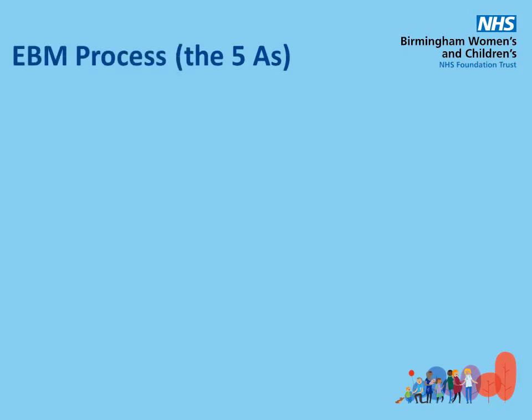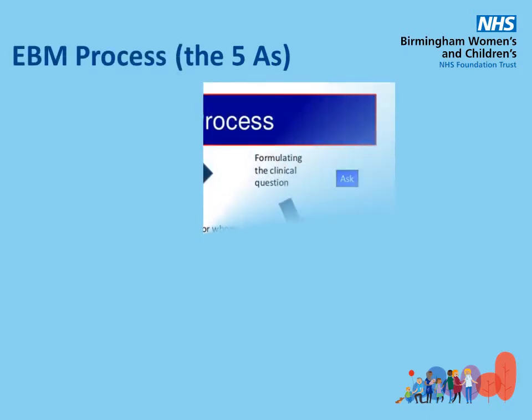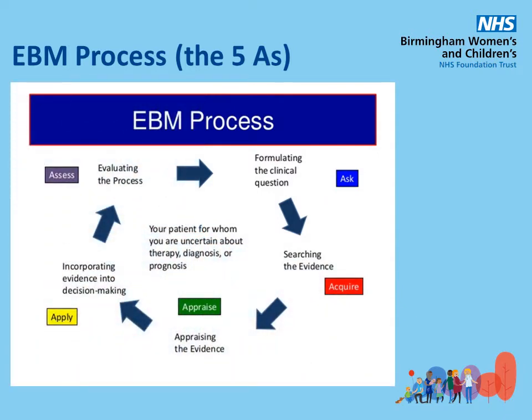We sometimes see this process referred to as the 5 A's. We ask the question, we acquire the evidence by searching the literature, we appraise the identified evidence for its quality and appropriateness, we apply the evidence into our practice, and we assess the evidence. You may find the 5 A's is easier to remember. And what's nice about this diagram is that it shows the patient at the centre of the whole process. Always remember to keep your patient's needs, values and preferences at the centre of evidence-based practice.